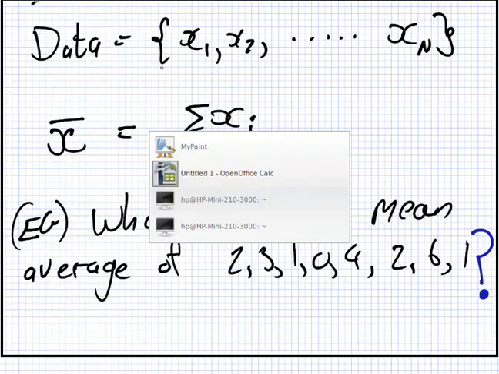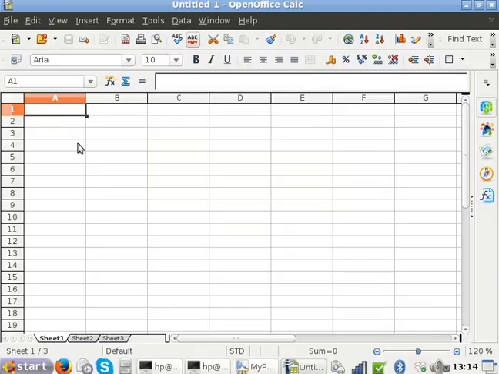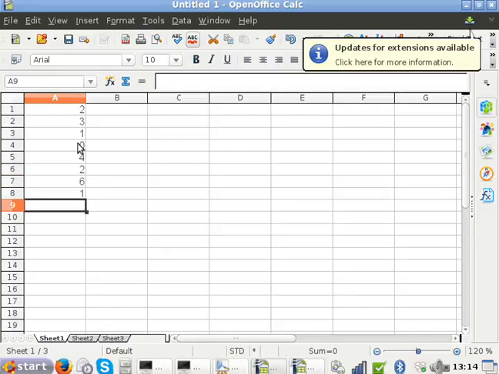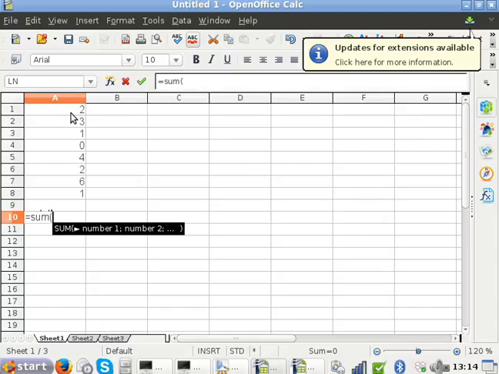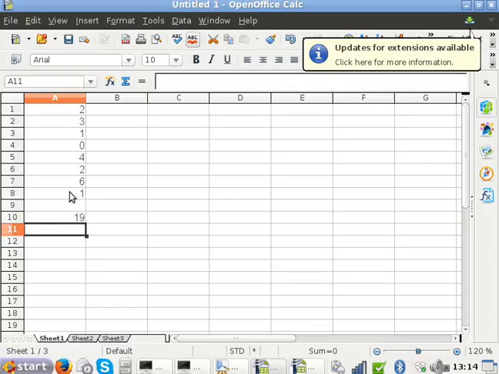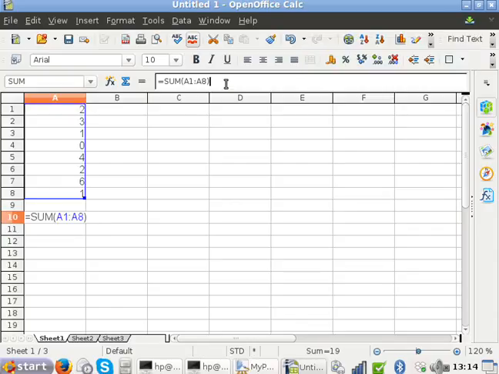2.375. Okay, so if you can just call out the numbers. What was the first one? 2, 3, 1, 0, 4, 2, 6, 1. So what we do is we add them all up, and that's 19, and then we have 8 of them. So I divide this by 8, 2.375. That's the mean average.